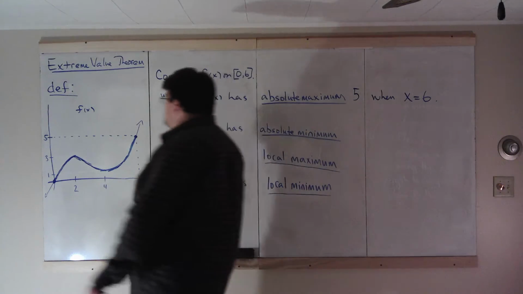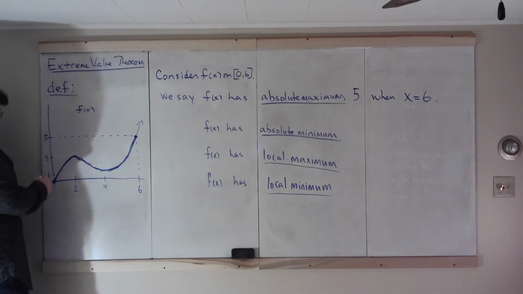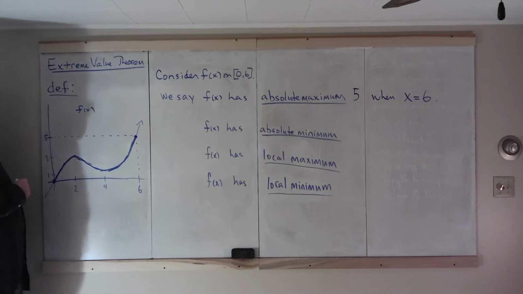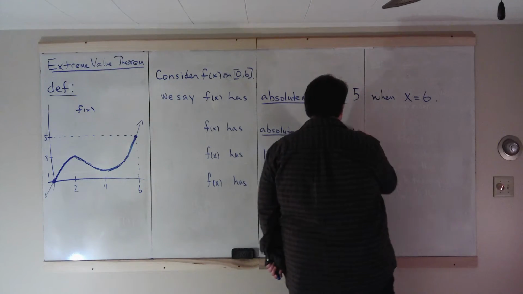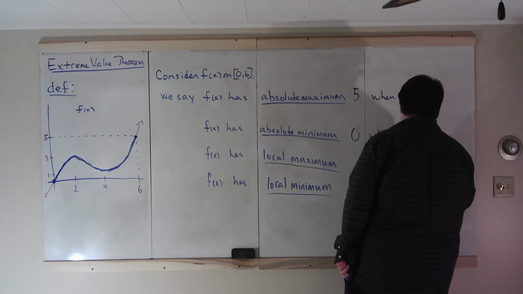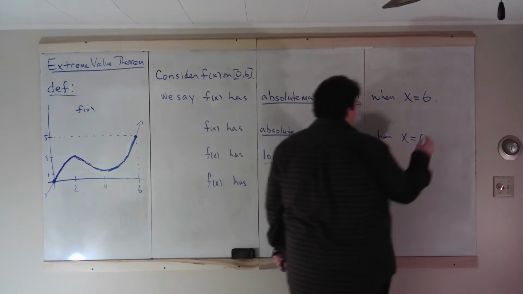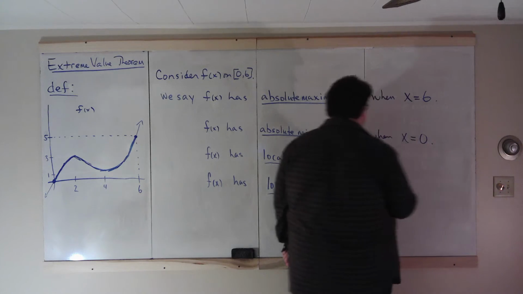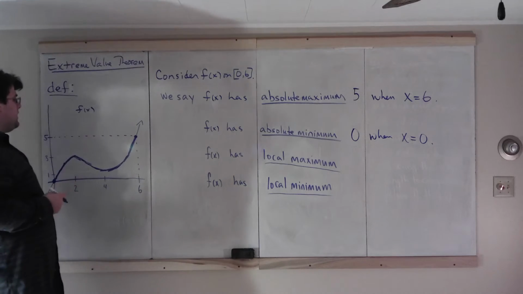Similarly, we say f has an absolute minimum. That'll be the lowest a function gets on this interval. The lowest it gets, down here, it goes down to 0. The lowest value on 0 to 6 it hits is 0, and it occurs when x equals 0. I guess these should technically be commas. Whatever, we'll leave them as periods. We say that for all of these, I guess.